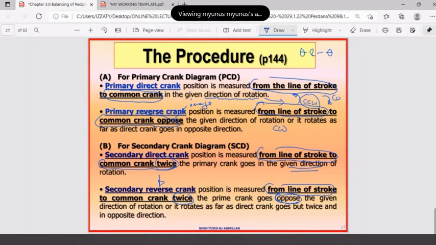Line of stroke, yes. Another word. Twice, yes. Another word. The keyword is what? Line of stroke is correct. Twice is correct. Another word, very important one. What did I mention just now? From line of stroke, yes. Correct then. Measured from this one. Measured from where? Line of stroke to where? Common crank. So that is the keyword.